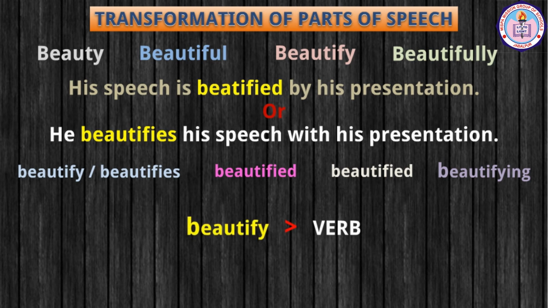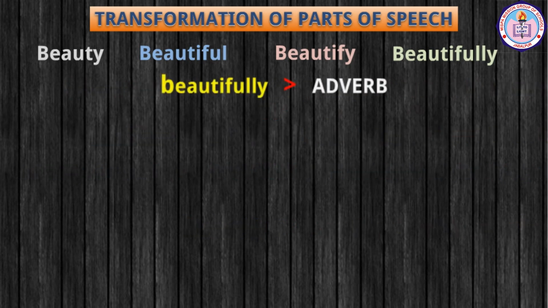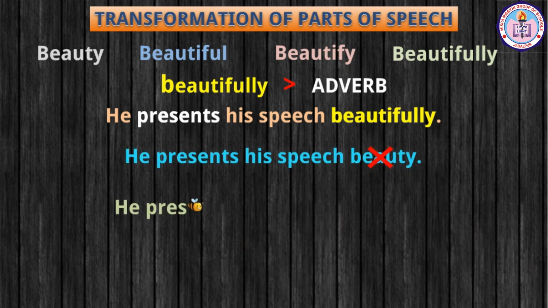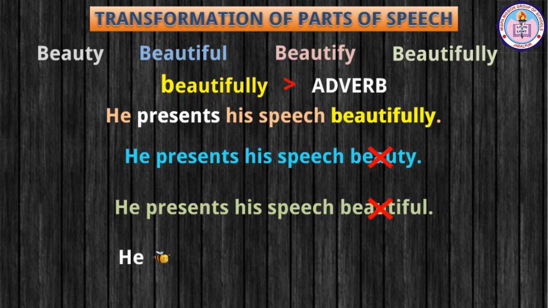Now, let us see the same meaning of the above sentence using beautifully as an adverb. He presents his speech beautifully. The word beautifully is an adverb because it modifies the verb presents. It sounds odd if you say the same in this manner: He presents his speech beauty. He presents his speech beautiful. He presents his speech beautify.